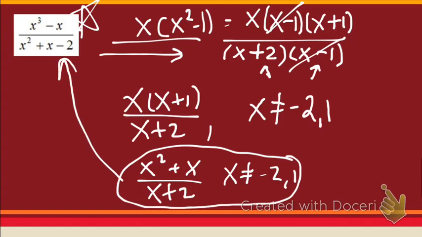And what does that mean? Their graphs would look exactly the same, as long as we account for these holes here. As long as we don't graph this bottom simplified version over x equals negative 2 and x equals 1, then the graphs will be exactly the same. So there is no exception. They are the same graph. One's just a simpler version of the other algebraically.